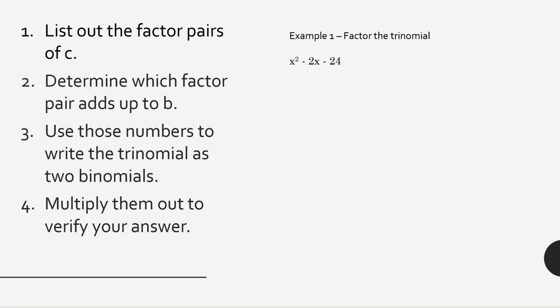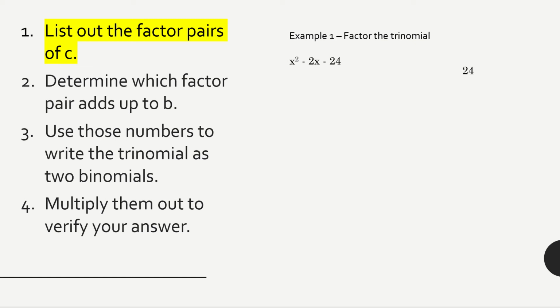So let's begin with this example. Factor the trinomial x squared minus 2x minus 24. The first step is to list out the factor pairs of c. Now notice that here in this case, c is negative 24. But for now, let's just list the positive factors of 24. Let's just pretend it's positive for now, and we'll deal with that negative a little bit later.